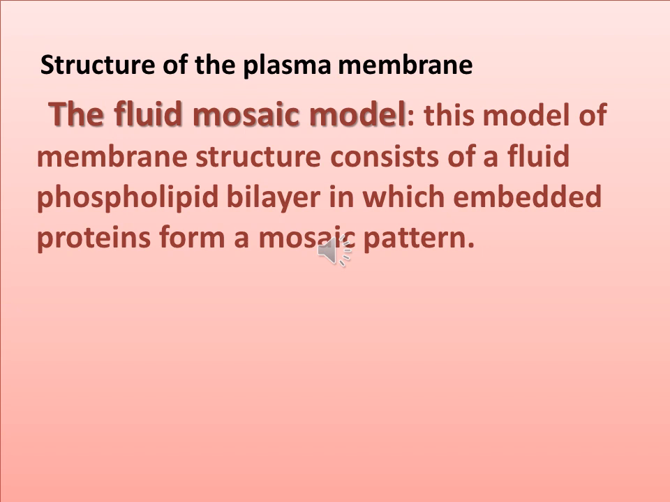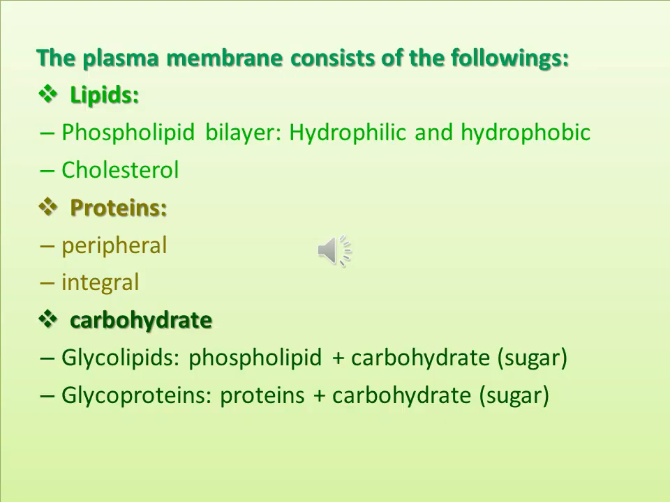Structure of the plasma membrane. Plasma membrane structure consists of a fluid phospholipid bilayer in which embedded proteins form a mosaic pattern. This is called the fluid mosaic model. As we said, the plasma membrane is a phospholipid bilayer with embedded proteins. The phospholipid molecules are arranged as the following.